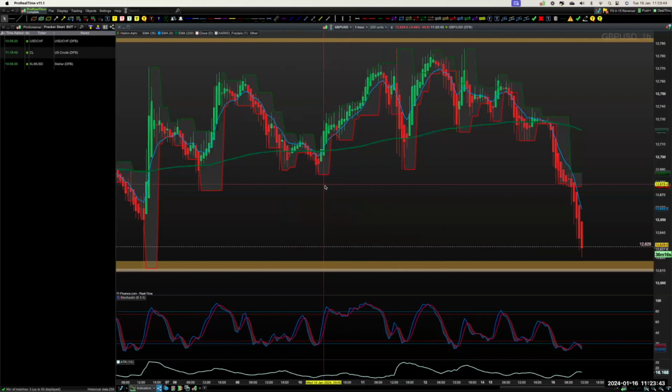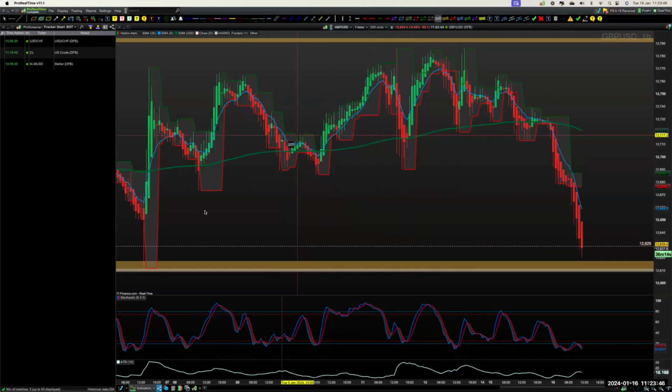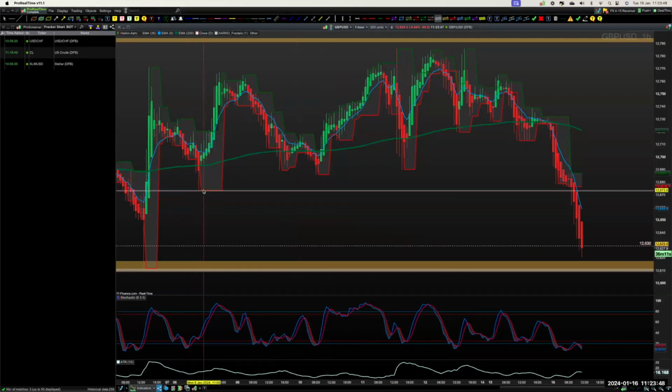Do I believe this market's in a bit of a free fall? Well, the last significant breakaway was down here. And as you can see, there's nothing in the way of this market falling all the way down to the bottom.